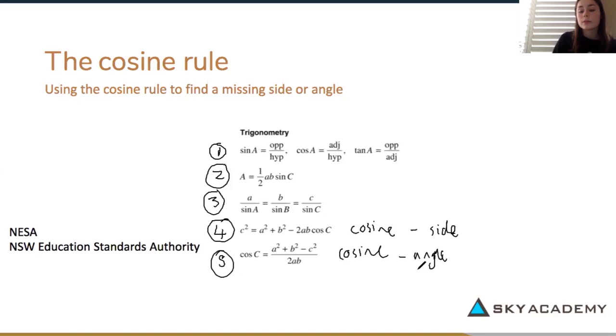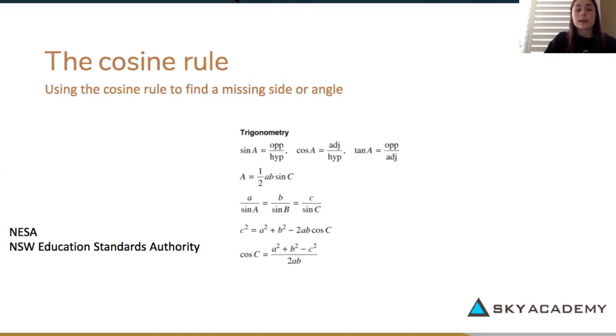And this one here, the sine rule, is for the side. If you wanted to find an angle using the sine rule, you would just flip it the other way, so sine A is on top of A. So let's have a look at some examples now using either the cosine side or cosine angle.